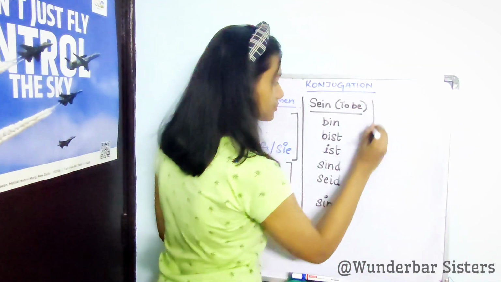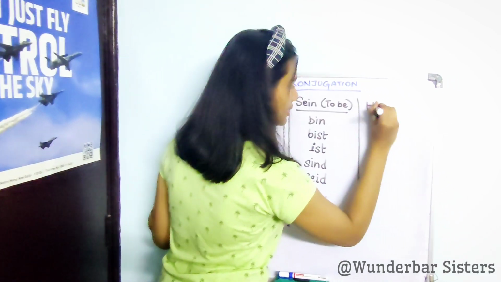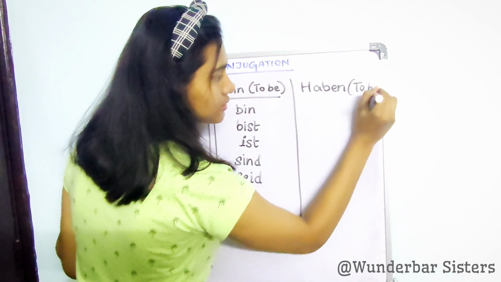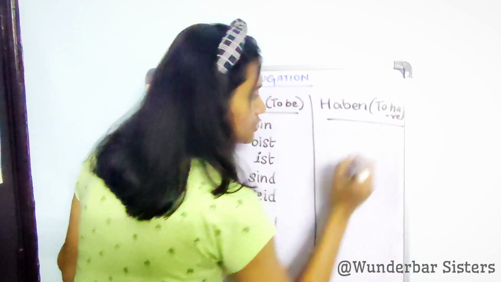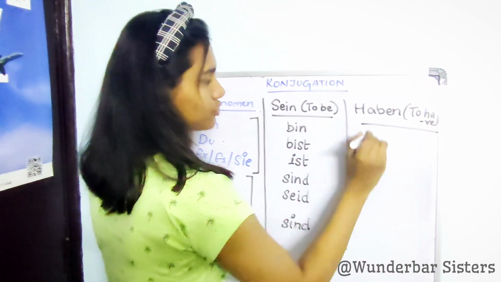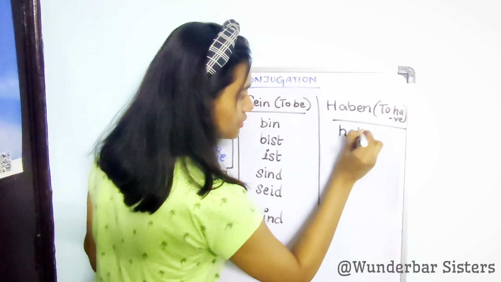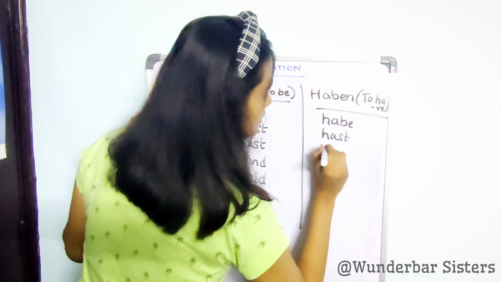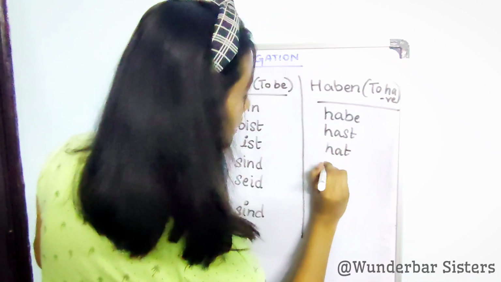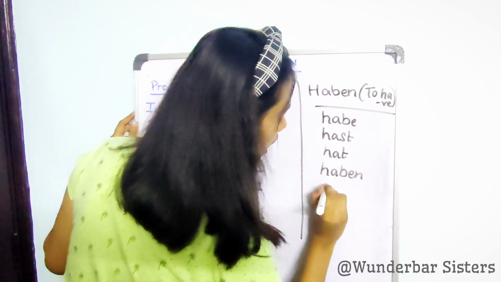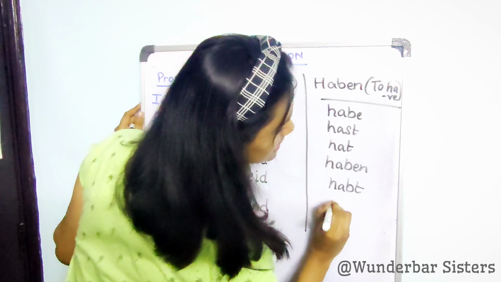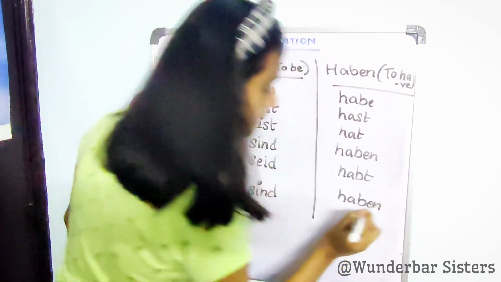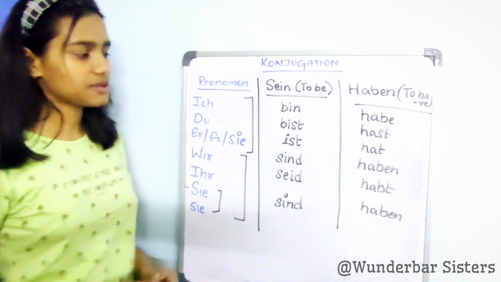The next we have is also a common verb that we use, haben, which means to have. Now, this verb has a very easy conjugation. So, ich habe, du hast, er/sie/es hat, wir haben, ihr habt, sie haben, Sie haben. So for wir and these two sie, the conjugation remains the same, which is haben only.